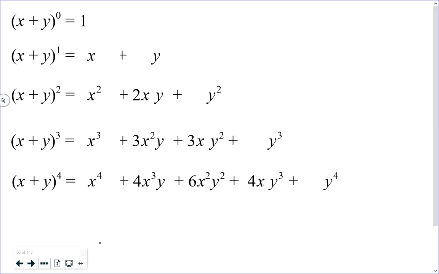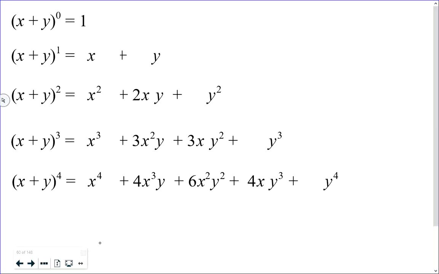How would you get x plus y cubed? How would you determine that? Well, you would take x plus y squared and multiply by x plus y and do that distributive thing, okay? But you can just trust me that x plus y cubed gives you that, and x plus y to the 4 gives you what's written there.